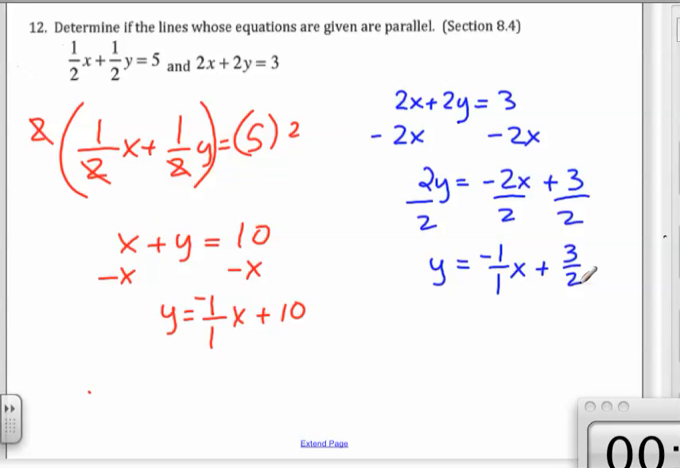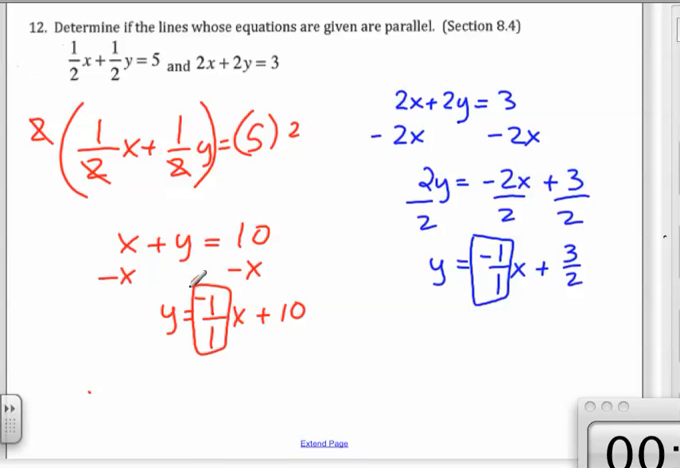Okay? Now, are these two lines parallel, Max? They are parallel because the slope for the blue line is negative 1 over 1 and the slope for the red line is also negative 1 over 1. Since they have the same slope, they've got to be parallel. Right, Jack? Mm-hmm. Good.